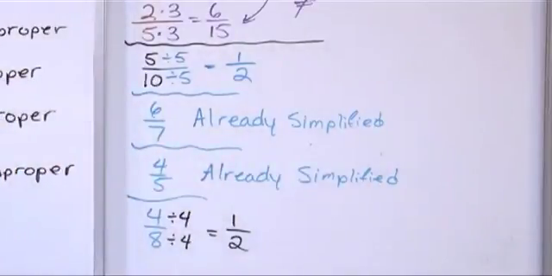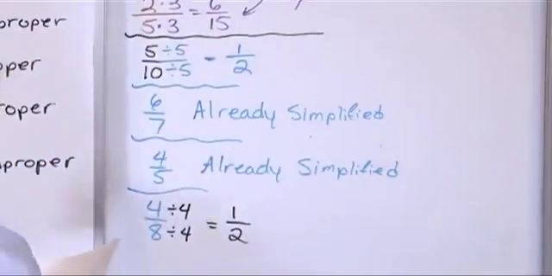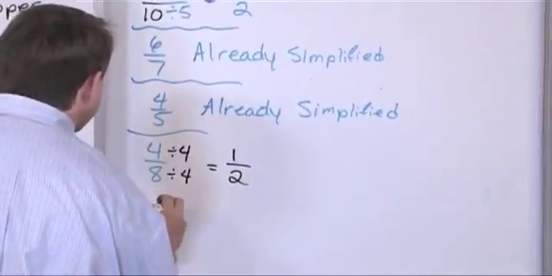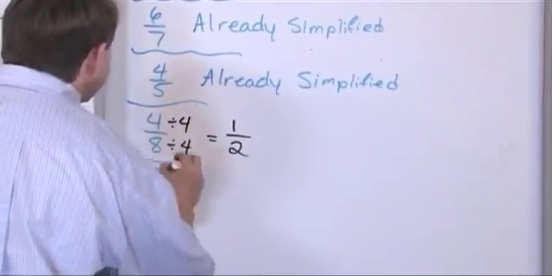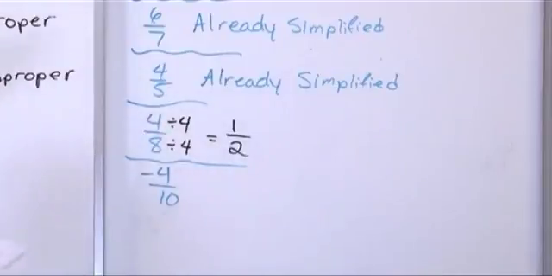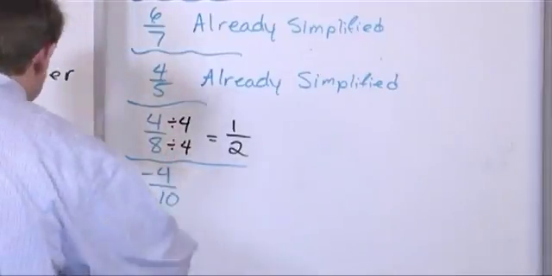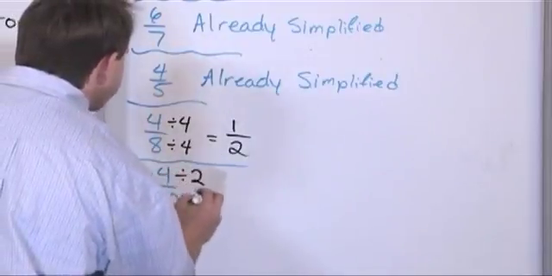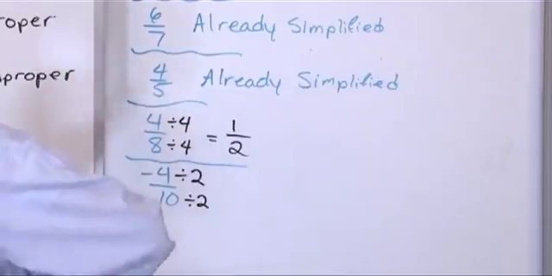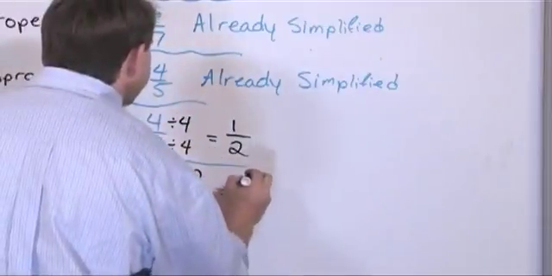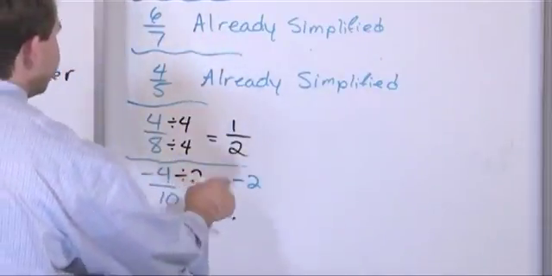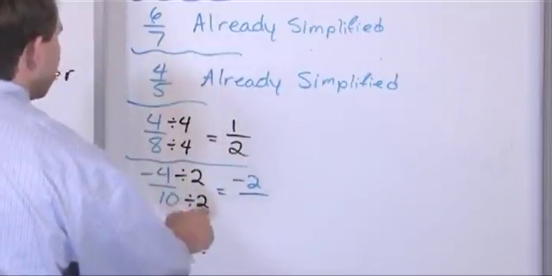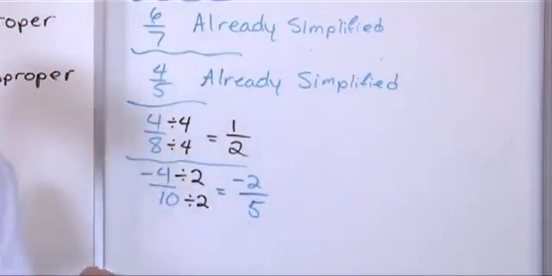All right, so let's say I've got, instead of 4/8, what about -4/10? Don't worry about the fact that it's negative. That has nothing to do with it. It's just something that I owe them pizza instead of having pizza. So I try to divide top and bottom by something. Well, I can divide the top by 2 and the bottom by 2, and they both go evenly. And so I'll get -2 on the top, because -4 divided by 2 is -2. On the bottom, I'll get 5. So -2/5.